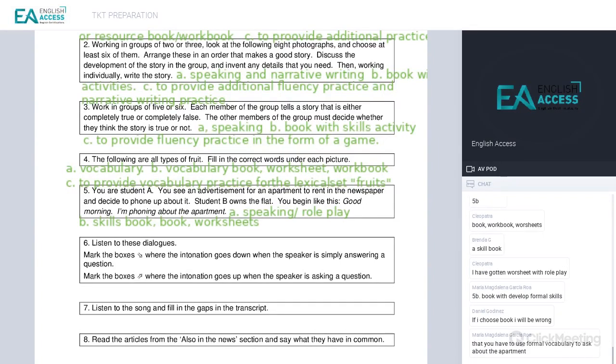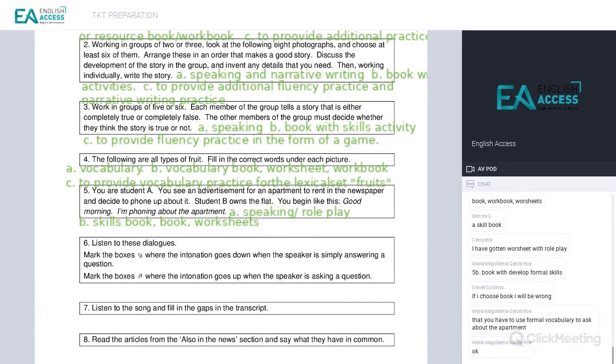No, book is okay. The thing is that skills book is like the most common answer. But you know, some books have skill activities and some worksheets have skill activities. Okay. I see what you're saying. Well, you just got a little specific, but yes, it's a skills book.